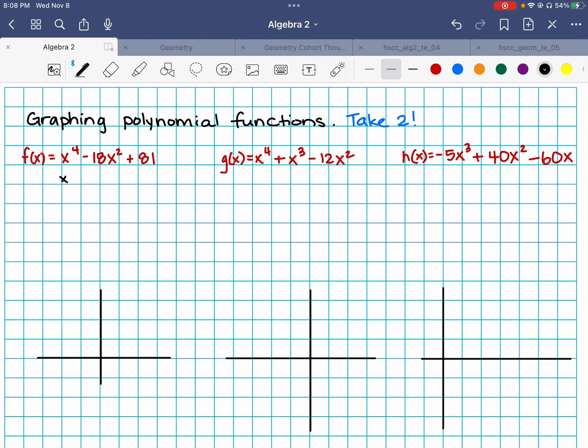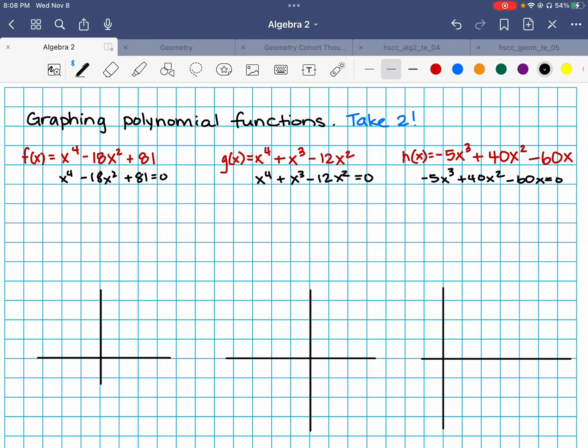So we're kind of just saying, okay, x to the power 4 minus 18x squared plus 81 is equal to 0. So if you have a polynomial equation, kind of like this guy here, x to the power 4 plus x to the power 3 minus 12x squared, if it's not set to 0, then what we're going to do is get one side equal to 0. Now, since these are functions, we can just say, this is what happens when y is equal to 0. In other words, when y is 0, that's when we're finding our x-intercepts. So negative 5x to the third plus 40x squared minus 60x is equal to 0.